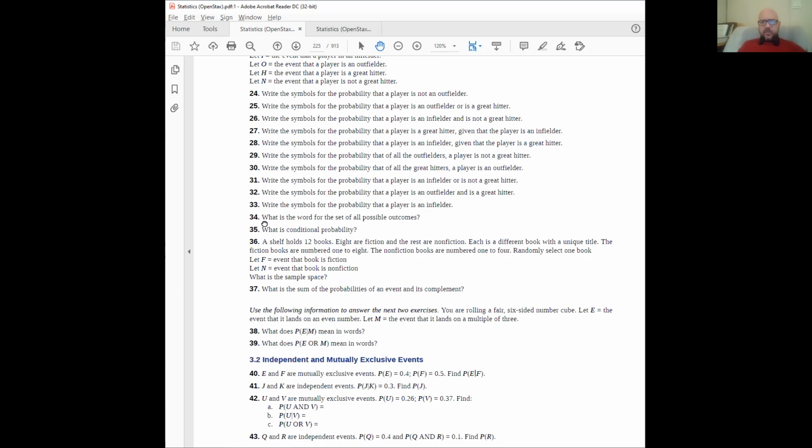34. What is the word for the set of all possible outcomes? That's an interesting way to put that. It's not the word, it is the term. It's two words, sample space. Sample space is all the possible outcomes.